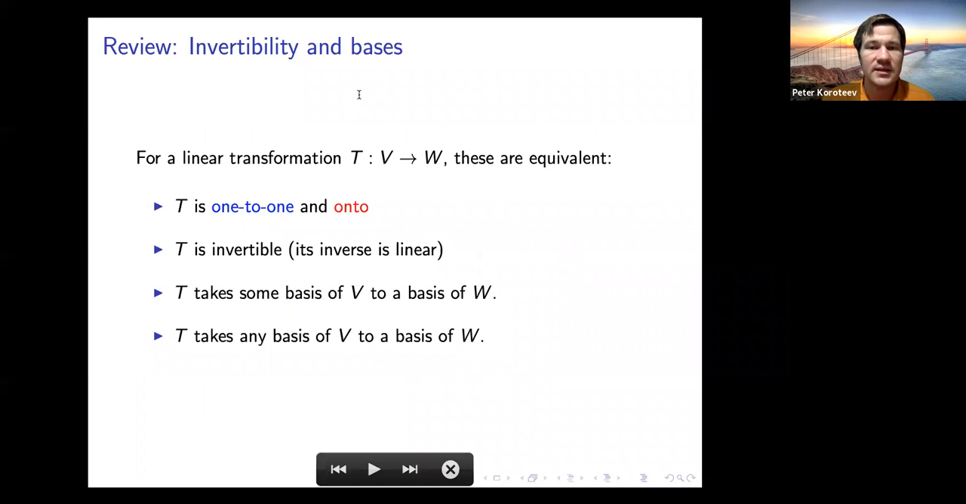So if we have a linear transformation T from V to W, then the following four statements are equivalent. T is one-to-one and onto. T is invertible, so its inverse is a linear function. T takes some basis of V to a basis of W. And also, T takes any basis of V to a basis of W.